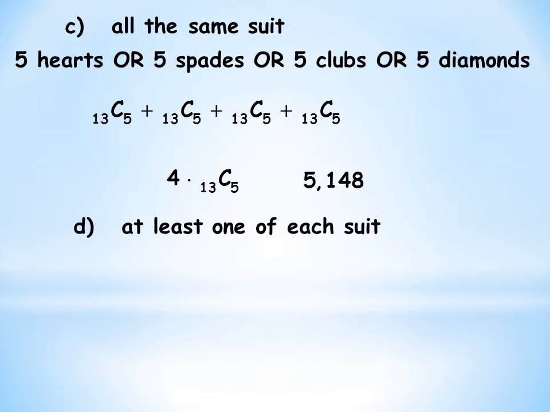What about if I want at least one of each suit? I would like to have one heart, one spade, one club, one diamond, and one anything else. I don't care what it is. The way I would get one of each suit would be 13C1 times 13C1 times 13C1 times 13C1. That would give me one heart, one spade, one club, one diamond. But for the last one, I don't care what it is. It can be anything, but I've already picked 4 cards out of the deck, so it would be 48C1. Again, I'm going to multiply these together because I want them all at the same time.